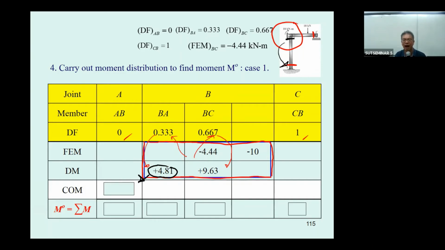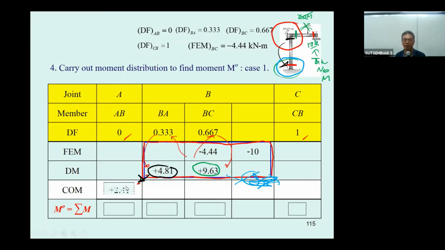So there is the carry over moment over here. How about the moment that occurs here? 9.63. Is it going to carry over to this? No, there is no carry over moment here, because this is the roller. Roller takes no moment. Unlike this one, this is fixed support. It absorbs everything. So there is no carry over from BC to this one.